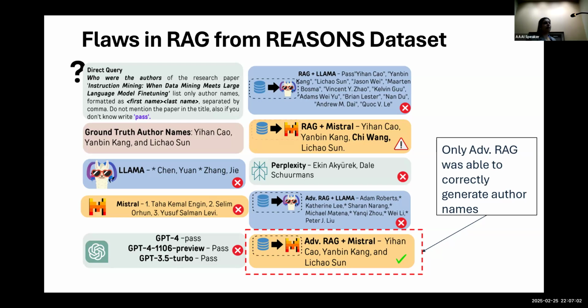Perplexity is a search-based engine which is used for attributing, basically identifying the correct information of a given sentence and finding citations. It also failed. Then we used advanced RAG plus Llama, which also failed. Now advanced RAG plus Mistral correctly predicted this one. In advanced RAG, we have trained our cross encoder on our Reasons data set. So that's why it was able to perform well.